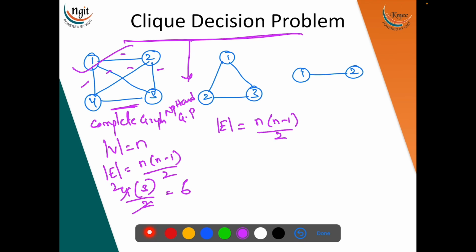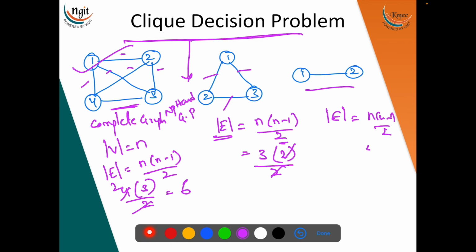To make sure of that, find out the number of edges according to this formula. The number of vertices is 3. 3 into 2 by 2: the 2 will get cancelled, so 3 edges, that is 1, 2, 3. Perfect. Now it is also a complete graph. n(n-1)/2, that is 2 into 1 by 2, you will have 1. So it is also a complete graph. So the graphs I have drawn here are all complete graphs. Now to understand CDP, that is to understand the clique decision problem, we add one vertex to all these graphs.